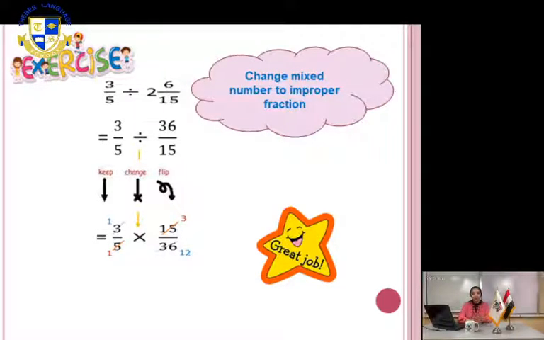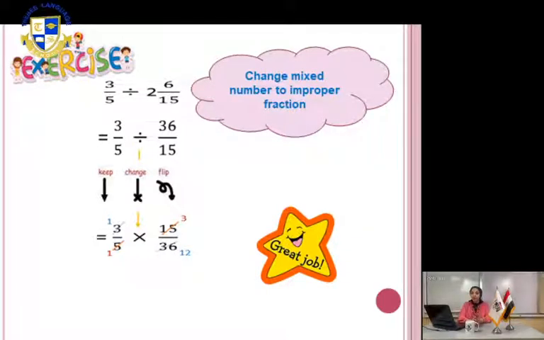As we have studied before, the butterfly method. We have here 15 and its opposite is 5. 15 and 5, the two numbers here are divisible by 5. 5 divided by 5 equals 1. 15 divided by 5 will be 3. And we have here 3 and 36.